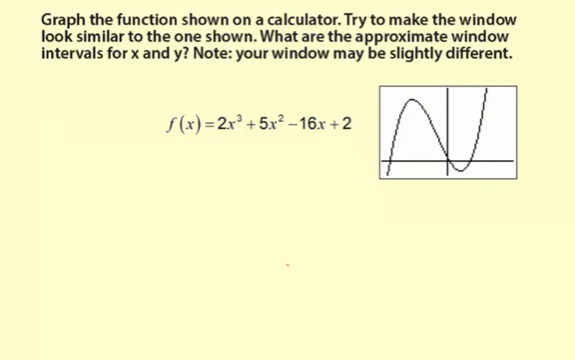Graph the function shown on a calculator. Try to make the window look similar to the one shown. What are the approximate window intervals for x and y? Note your window may be slightly different.